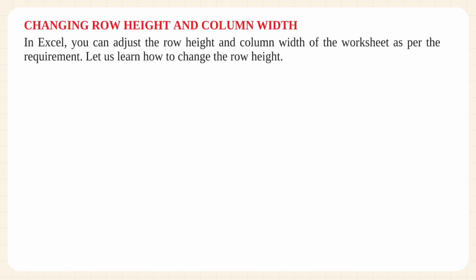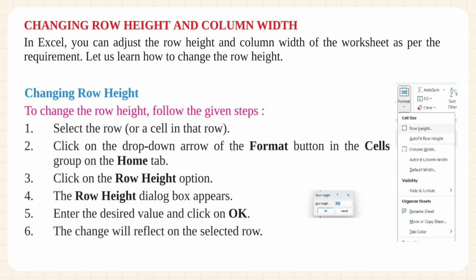Changing row height and column width. In Excel, you can adjust the row height and column width of the worksheet as per the requirement. Let us learn how to change the row height. Changing row height. To change the row height, follow the given steps. 1. Select the row or a cell in that row.